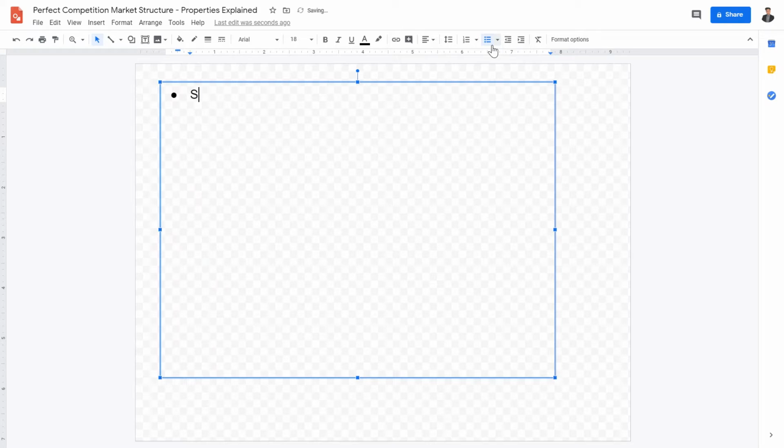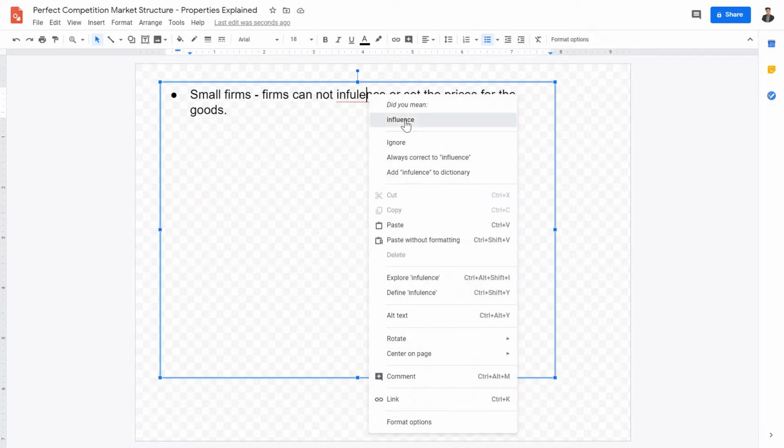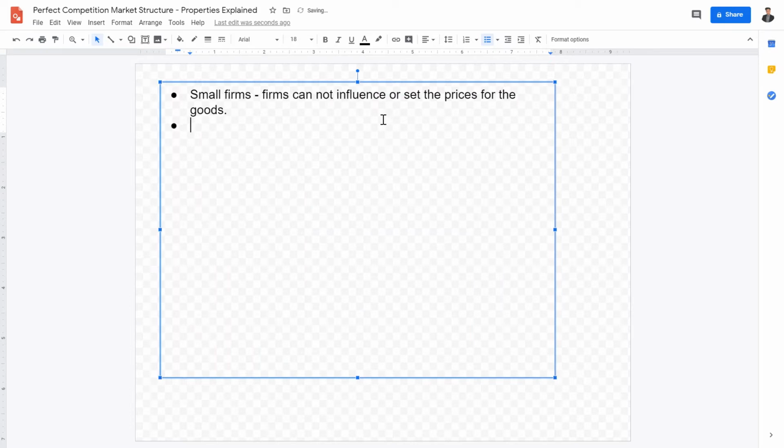Now the first thing is small firms. Under small firms, firms cannot influence or set the prices for the goods. When firms cannot influence or set the prices for the good, they have to follow the free market equilibrium prices and quantities. Now, we've talked about free market equilibrium prices and quantities in previous videos. If you do not know that, make sure to know how to draw and graph what that looks like.